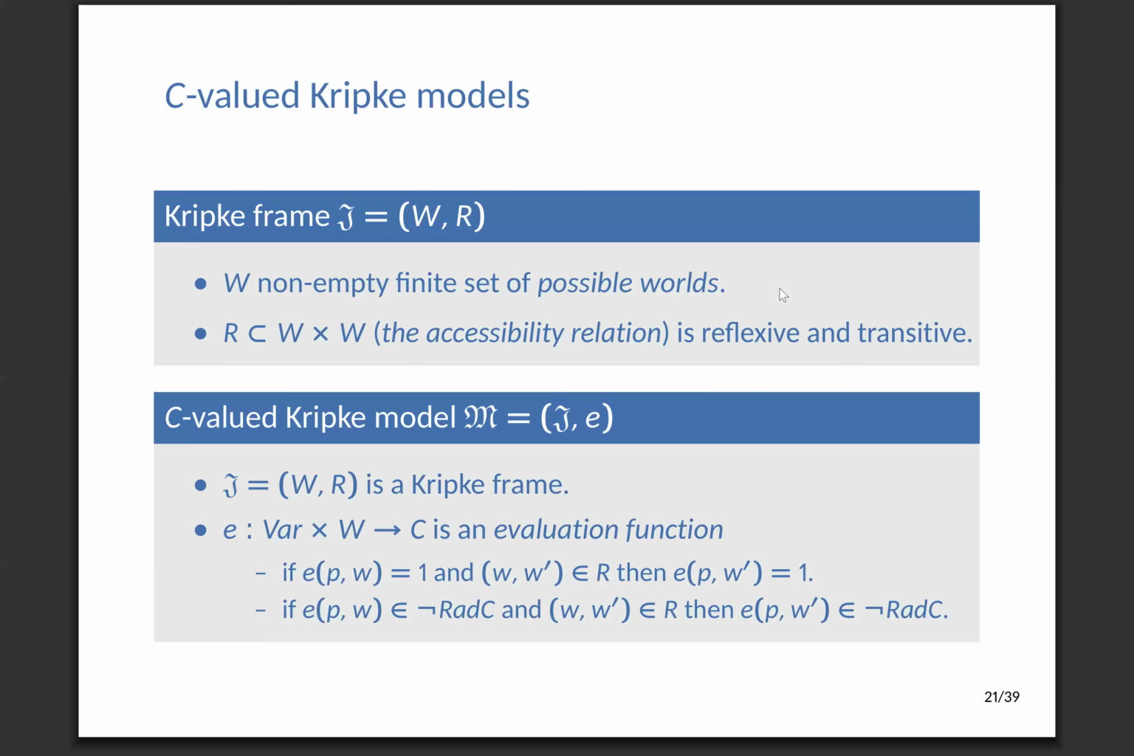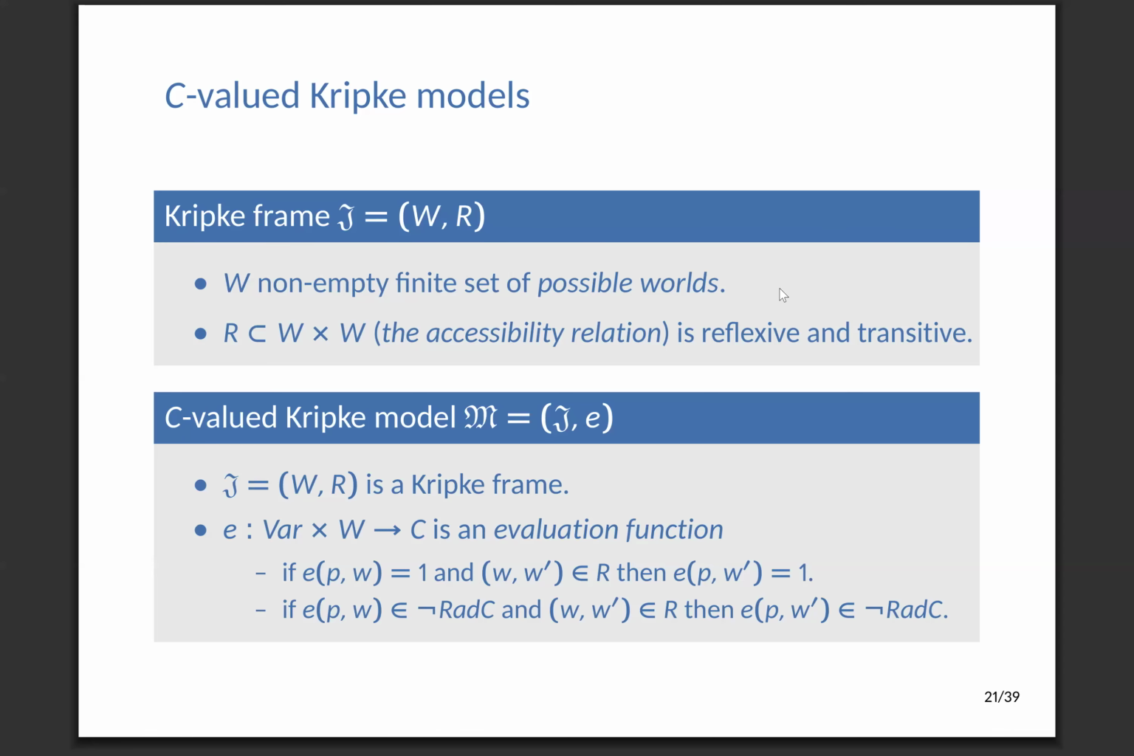Okay, so how do we try to model the immune system? We try to model it as Kripke models. In this case, we have Kripke models that have the valuation in our algebra C. So what are these Kripke models? For Kripke models, a simple Kripke model has a Kripke frame and an evaluation. A Kripke frame is just a non-empty finite set of possible worlds which have a binary, reflexive, and transitive relation on them.